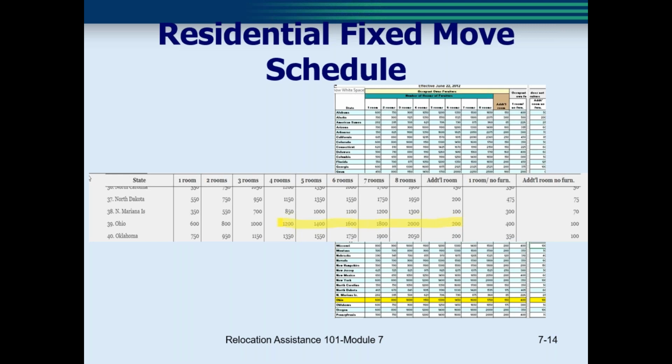Now, the advantage of the schedule method is that it minimizes the paperwork for both the agency and the displaced person. You don't have to go get any receipts. You're not getting move bids. It's just, here's the schedule, here's the amount. You do the move. Once you're done, here's your check. You don't have to show me anything. You're just putting the money in your pocket.